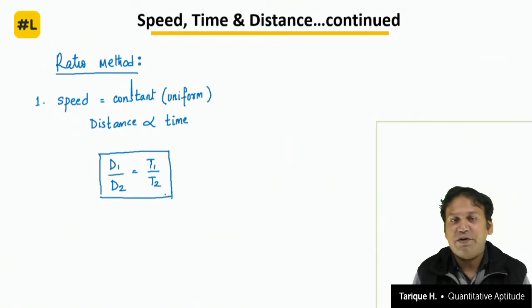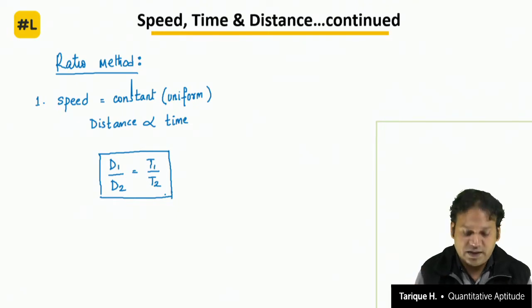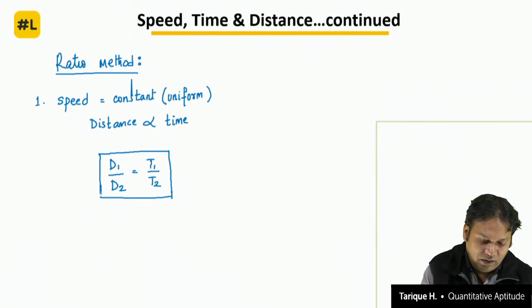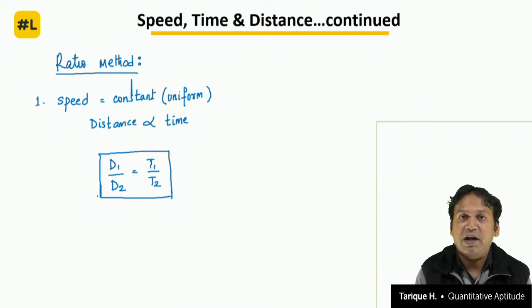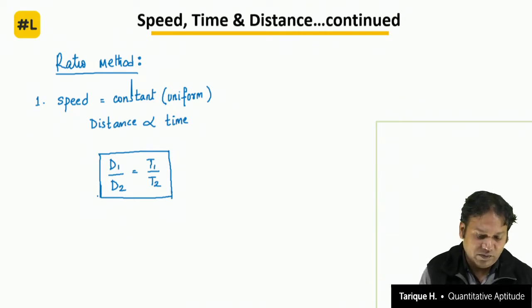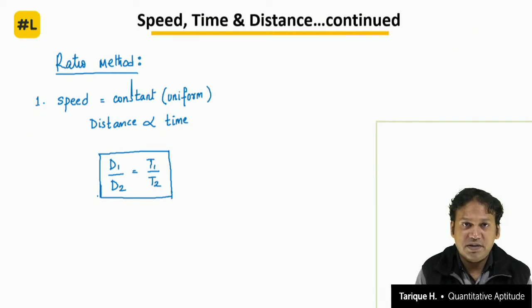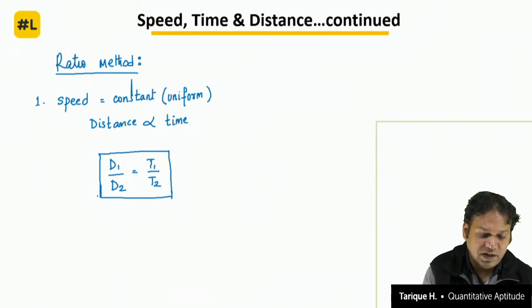So, two cases are given to you, d1 and d2, that is one case, and t1 and t2, that is the other case, right. If three values are known, we can substitute the value here and find out the fourth value, the unknown value. Okay. So, ratio of distance is equal to ratio of time, that is when speed is constant.